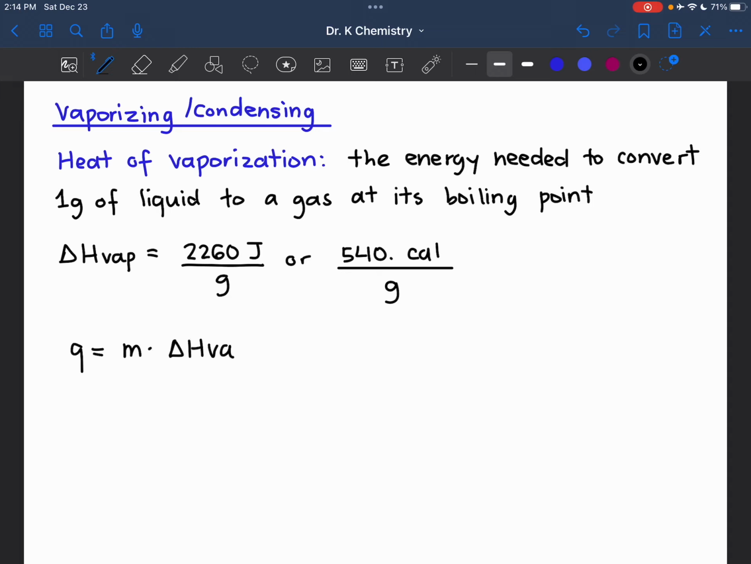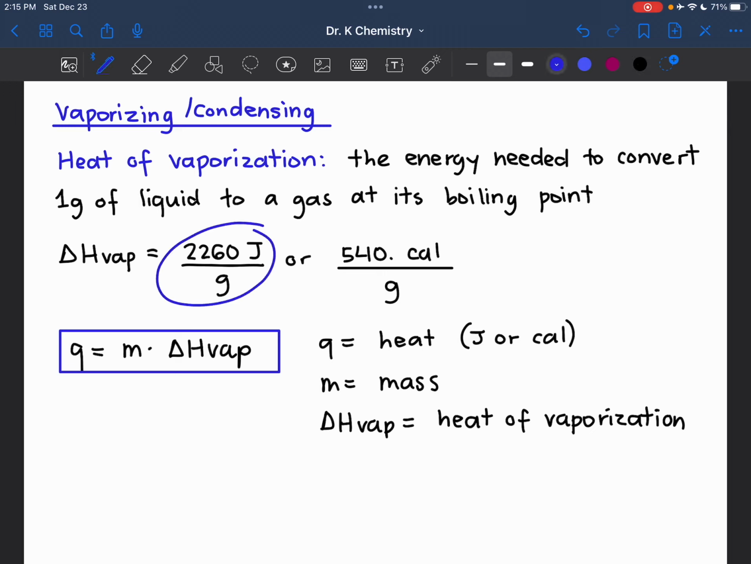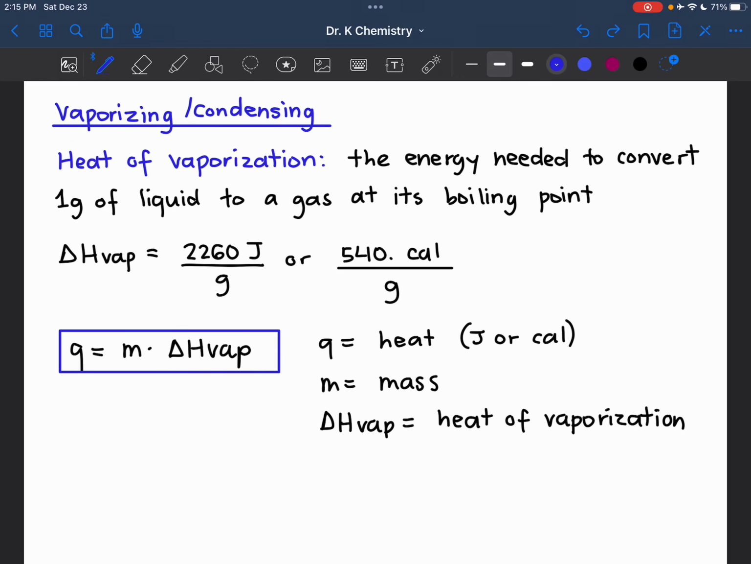The equation for the heat of vaporization is Q is equal to M times the heat of vaporization, ΔH_vap. So that is the equation that you would use when you are trying to figure out how much energy you need to apply in order to vaporize a substance. So Q here represents heat, and those units will be in either joules or calories. M represents mass, and that ΔH_vap represents the heat of vaporization, so the values that we listed above. It looks very, very similar to the heat of fusion, and you would use it in a very similar way. The only difference is that the heat of vaporization is a larger number.